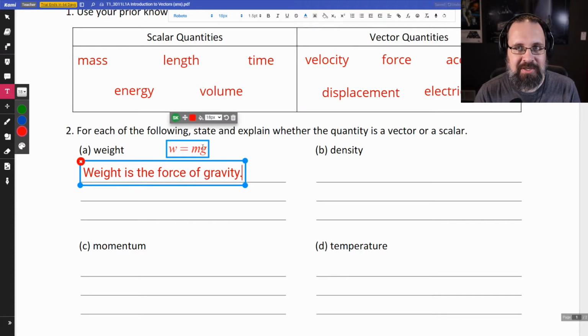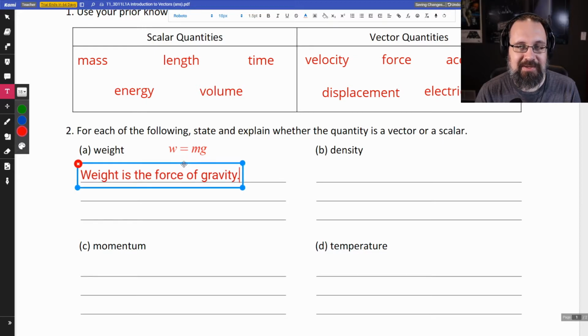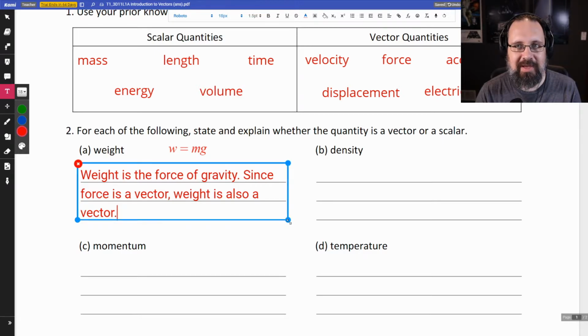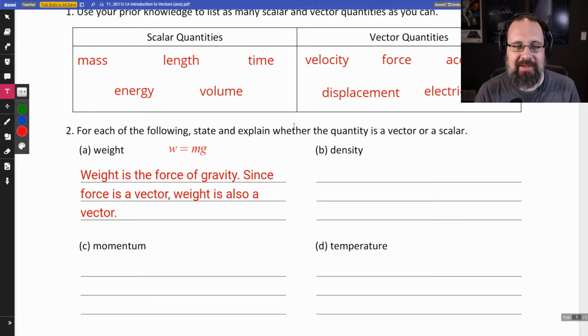We're going to say that weight is the force of gravity. Mass times acceleration is a force. Weight is the force of gravity. And so since force is a vector, weight is also a vector. So weight has a direction. The direction of weight is always down. Your weight is pointing down towards the center of the planet.